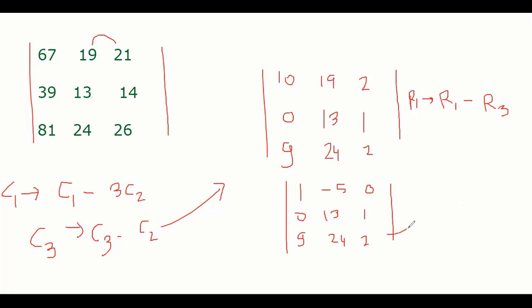Okay. We'll do this. So what will happen: 1, 0, 13, 1. Now we are doing row 3 minus row 2. So 9 minus 0 is 9. 24 minus 13 is 11 left, okay, that works. And 2 minus 1 is 1. Correct?